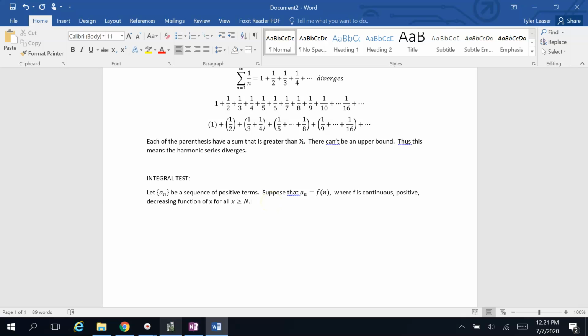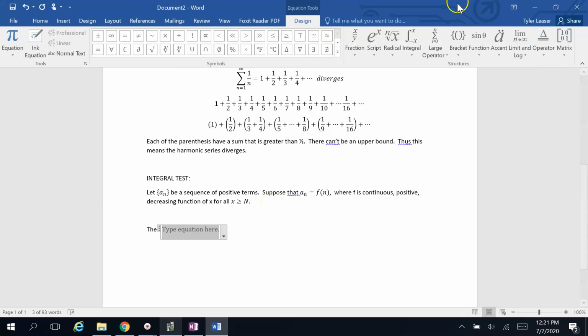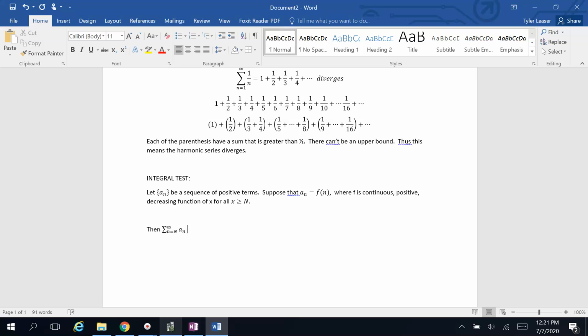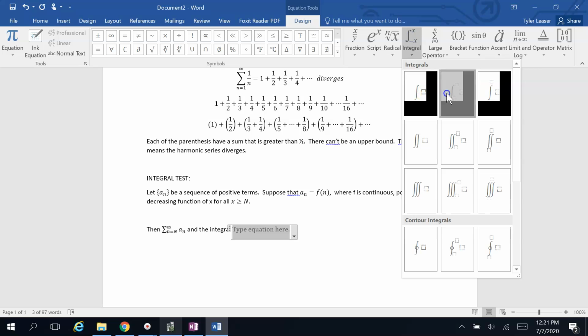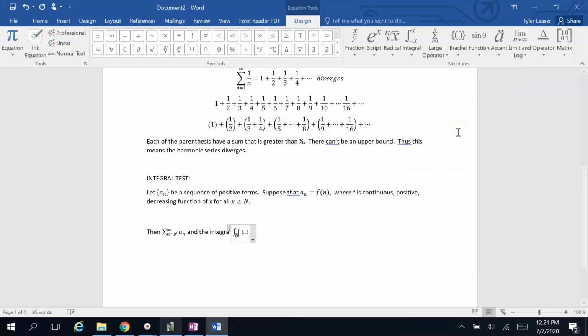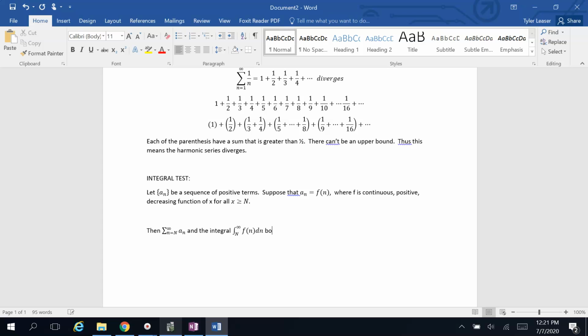All right, so if all of that stuff is true, then the series as n starts from that index to infinity of these sequence terms, and the integral, so this is going to be the integral from capital N to infinity of the function of n, dn, both converge or both diverge.